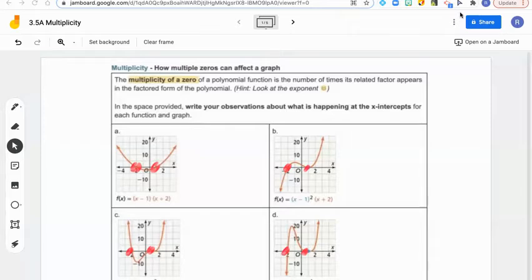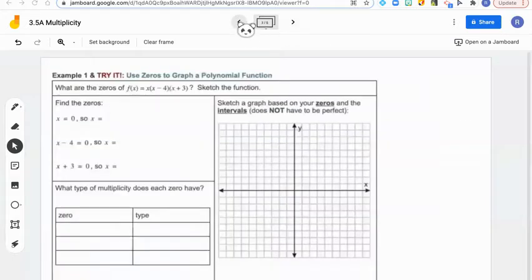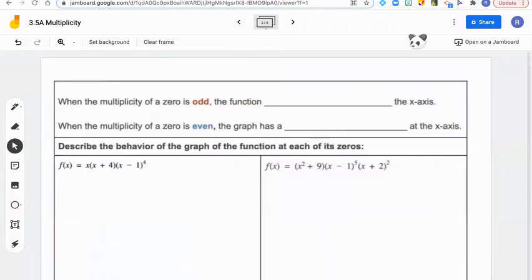And you'll notice there's a few options. It might go through that 0. It might kind of touch it and then go away from it. And this is what we're going to look at today with this idea of multiplicity. So make sure you're getting down some notes on this. This is going to be really important as we move forward to putting things together.